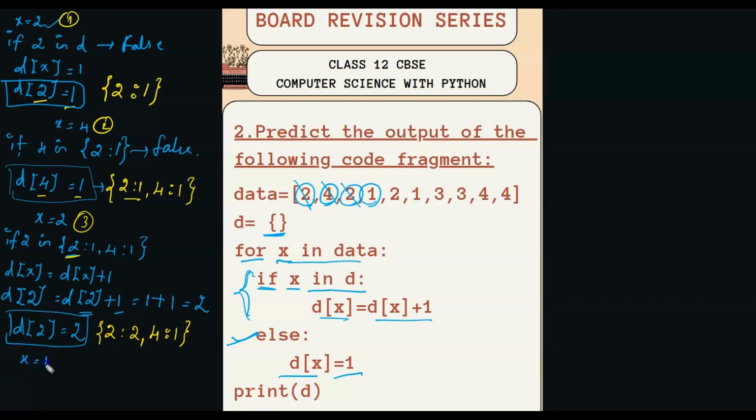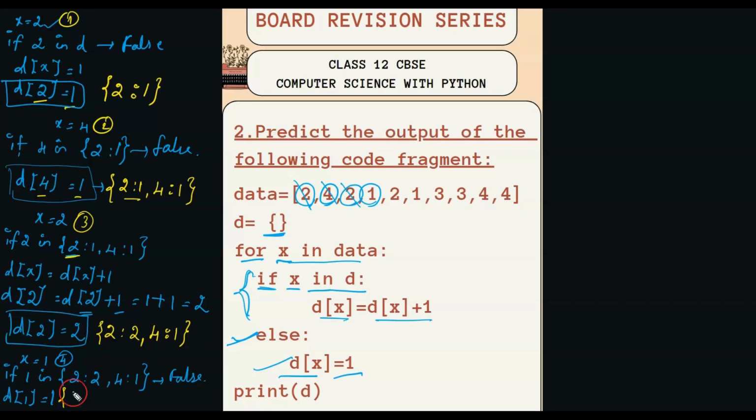x is equal to 1 now. So this is your fourth iteration. If 1 in 2:2, 4:1, you should see only the keys, not the values. So we are having 2 and 4 as the keys, so the condition is false here. Once it is false, it will execute the else part of the statement, that is d of 1 is equal to 1.